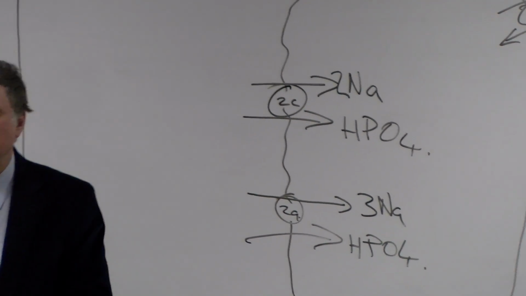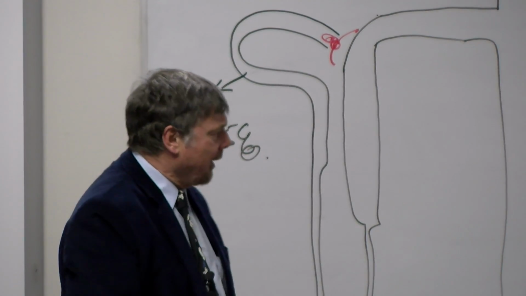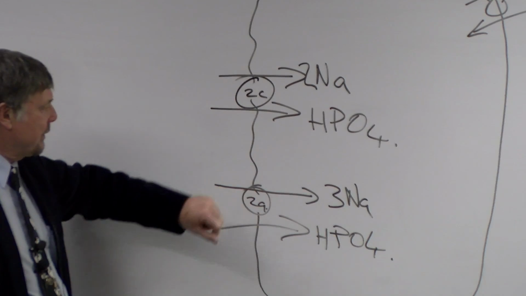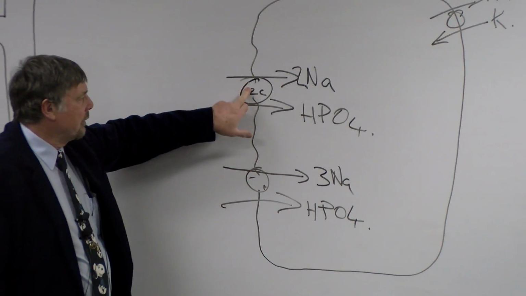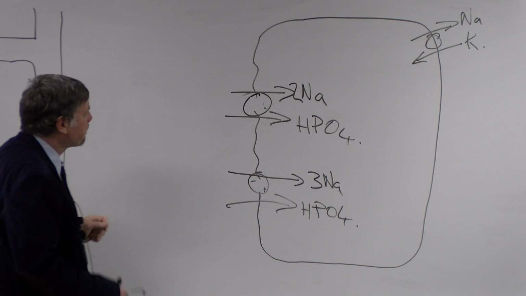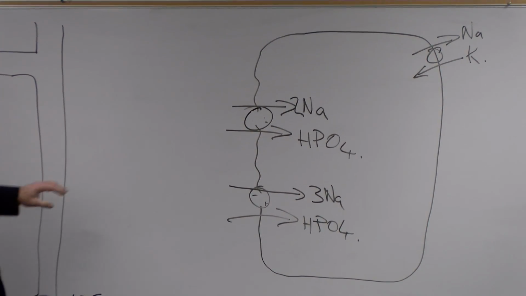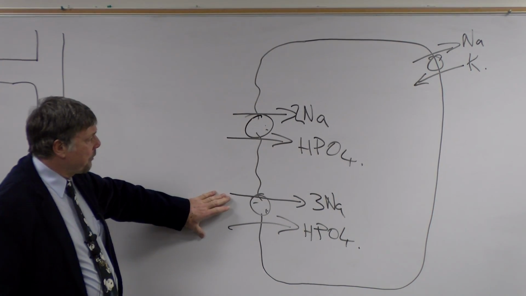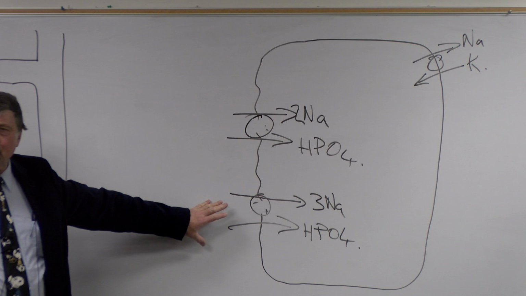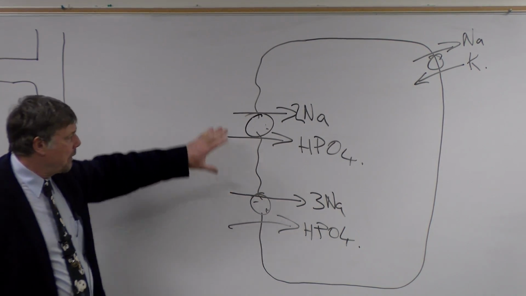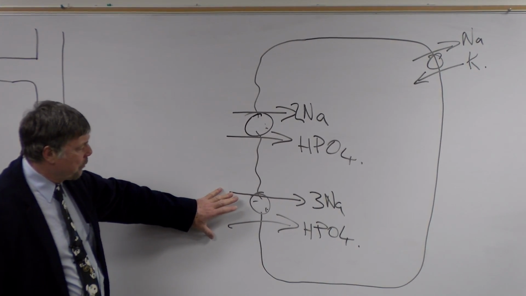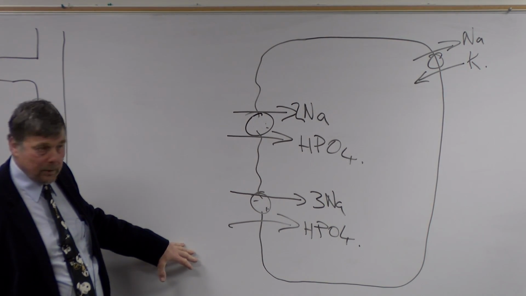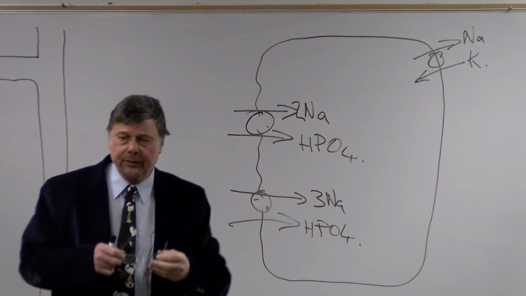I'm not too interested in you remembering the details. I think you ought to have a feel for these things, but the fine details I don't really need you to know. So this pump is mostly in the early proximal tubule, and this one throughout. This one obviously has a bit more horsepower, and so it might be capable of squeezing out more phosphate in the latter part of the proximal tubule when the phosphate concentration starts to fall. Okay, so that's the basic setup.